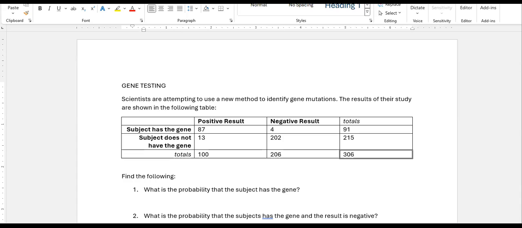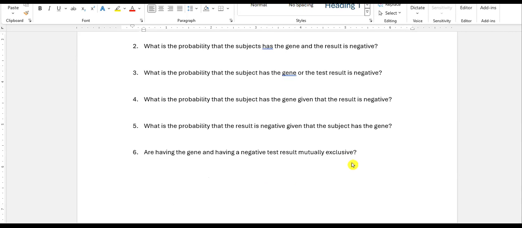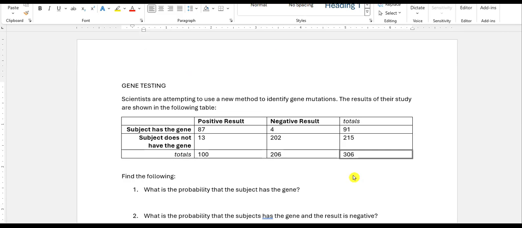So in this particular question, it looks like scientists are attempting to use a new method to identify gene mutations. Sounds like fun. The results are in the table below, and we have all these different results. So positive result, negative result, and so on. And we're asked several different questions. What is the probability that the subject has a gene, real negative, all that good stuff. So we're going to take these questions one at a time.